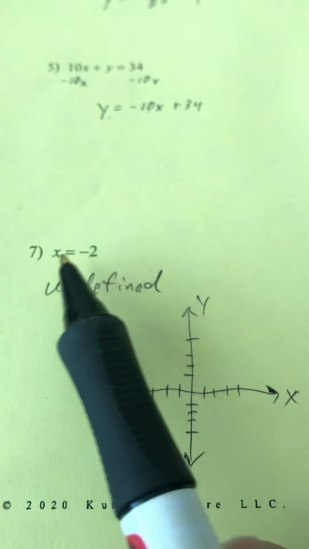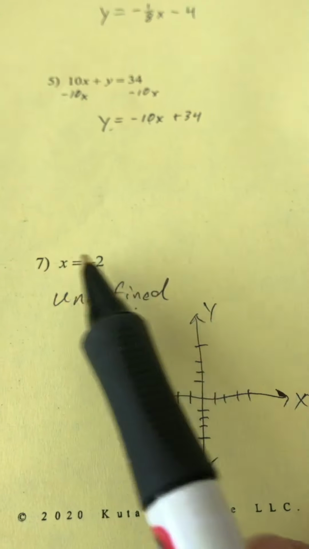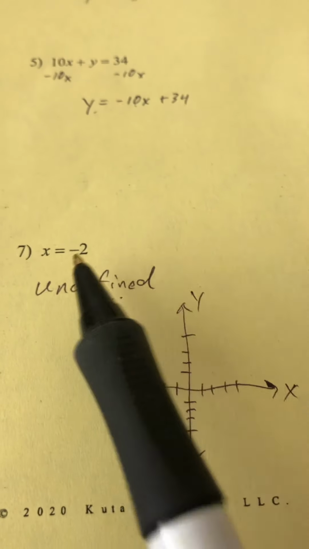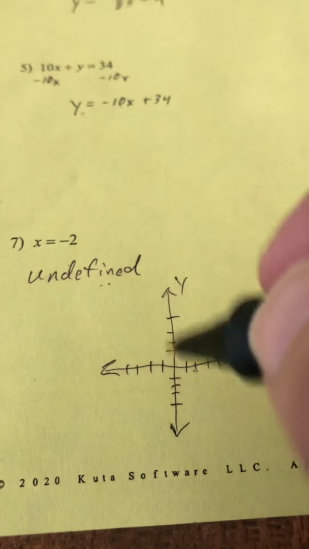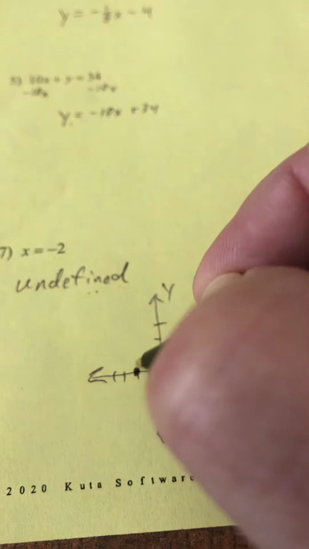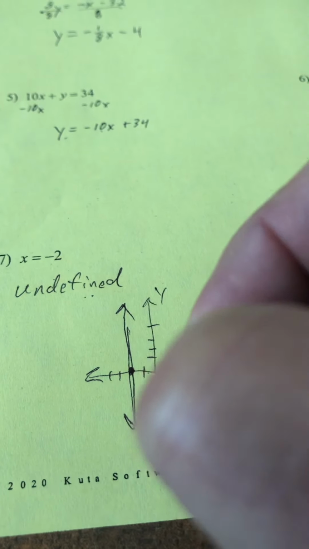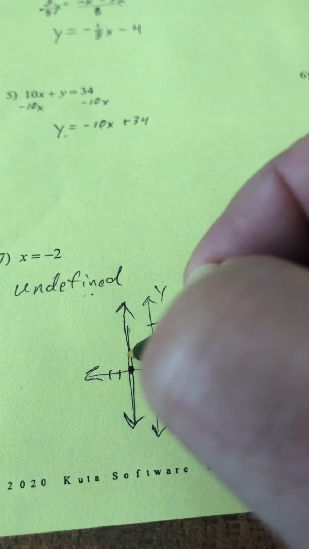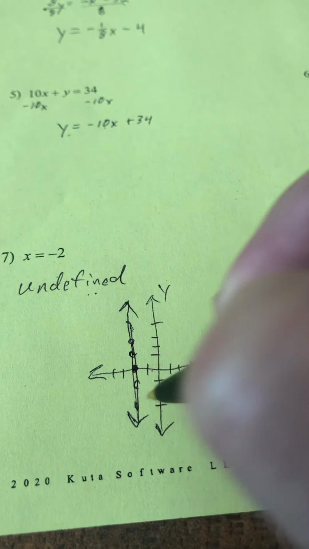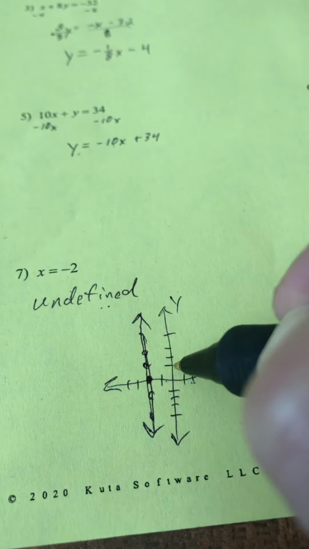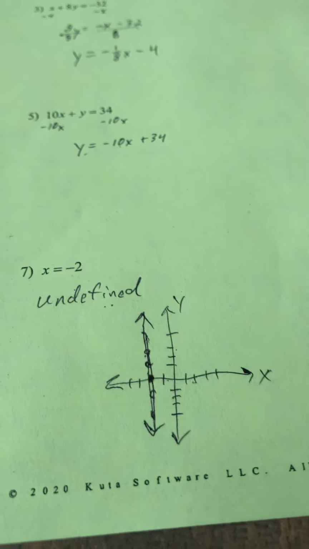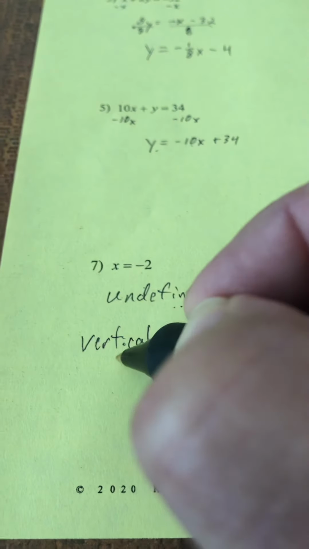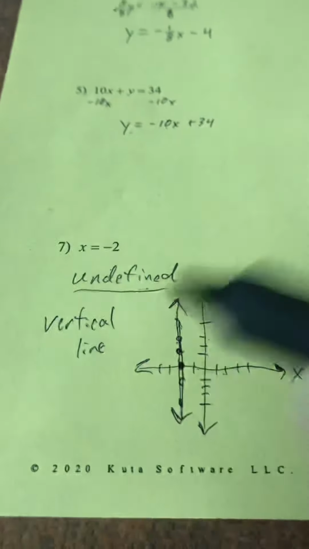For number 7, this is what's called undefined. When you don't have a y there and it's just x, what that means is I'm going to go to the x-axis and I'm going to go to negative 2. So negative 2 would be right here. And I'm going to draw a vertical line so that no matter where y is, x is always going to be negative 2. Okay? This would be negative 2, 1. This would be negative 2, 3. No matter what, x value is always going to be negative 2. This is going to be a vertical line, and it's going to be referred to as undefined.